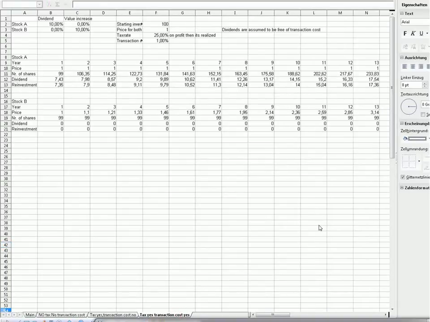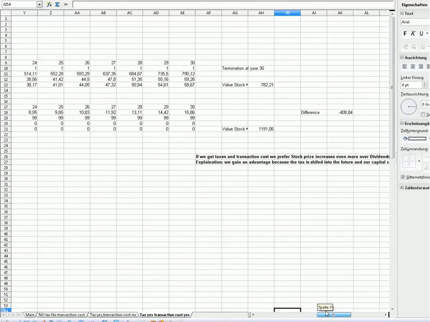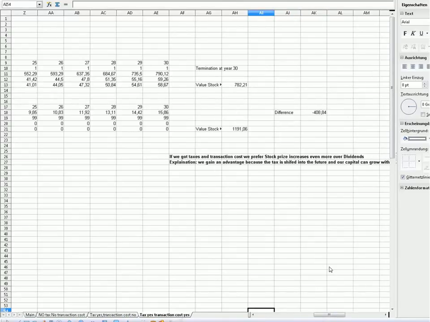In model 3, we will now also add a transaction fee of 1%. The dividends will be again reinvested, and we also assume that the dividend payments will be free of transaction cost but will get taxed. Our tax rate again will be 25%. Adding transaction cost has the following impact on our investment. We will lose value for both because we now have to pay additional fees to our broker.